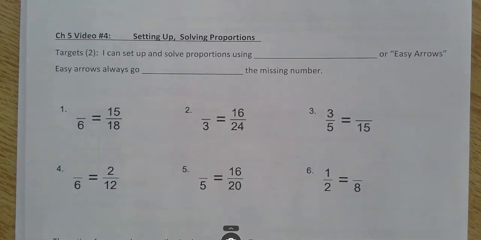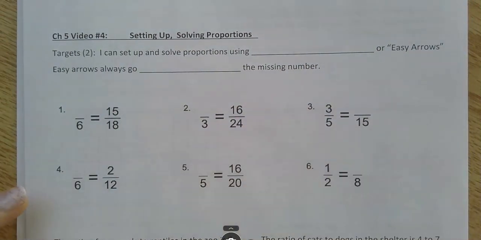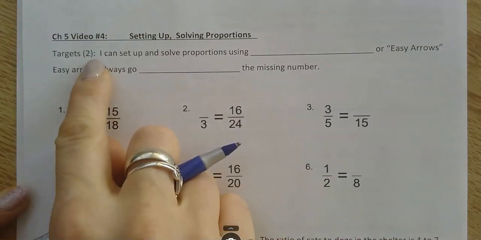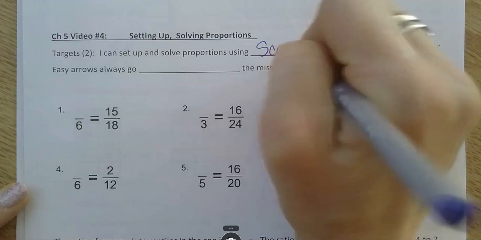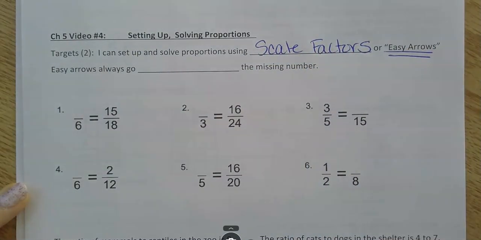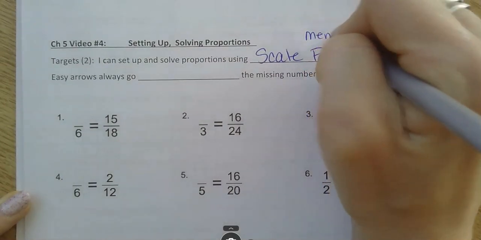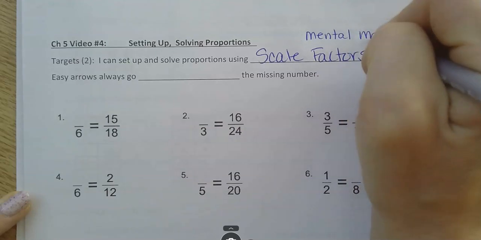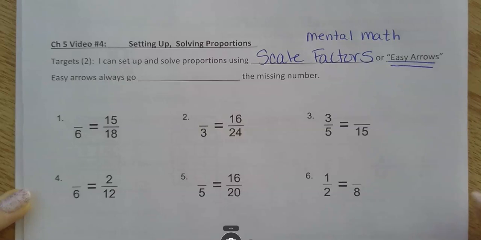Video 4 for Chapter 5 is setting up and solving proportions. This is going to be more of our basic, easier kind of proportions to work out. So in this section, we're going to set up and solve proportions using scale factors, or what I call easy arrows. Okay, and this is basically mental math facts. We're going to use our mental math facts to solve the proportions.